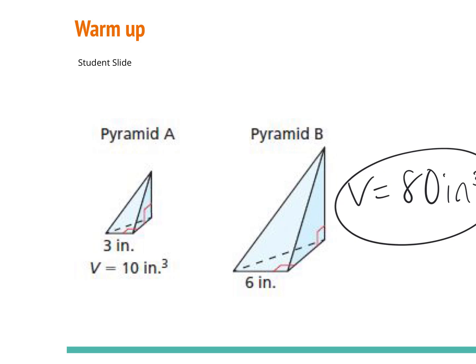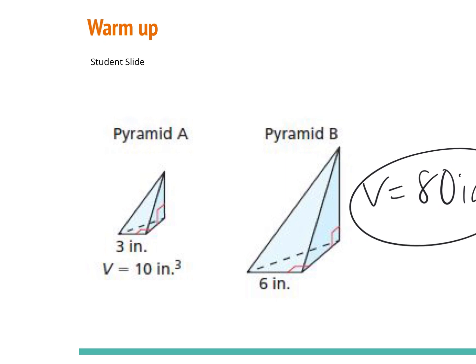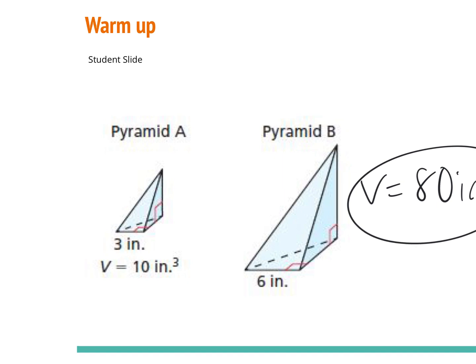So this problem, minus the fact that it should have told you that the two pyramids were similar, right? To figure out the volume of pyramid B, you have to set up and find your scale factor, okay? How do I find my scale factor? My K. Okay, we're going to put this as our numerator, this is our denominator. So it would be 6 over 3.